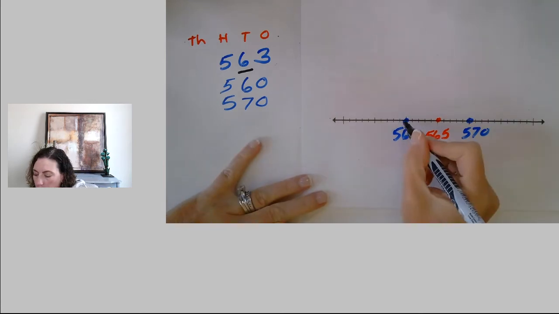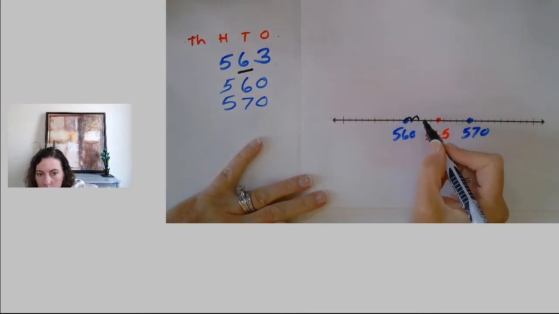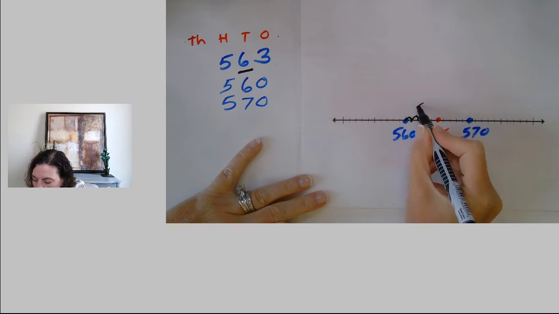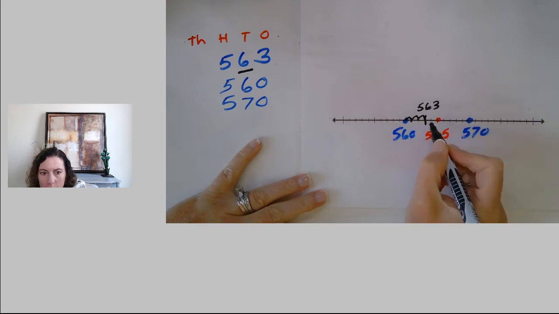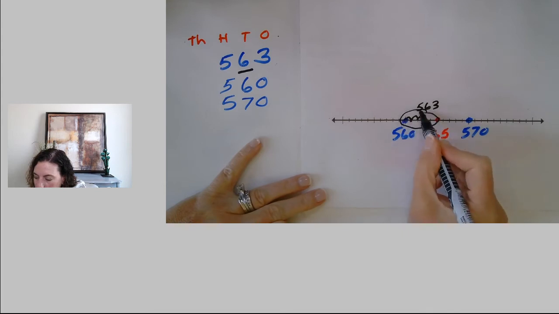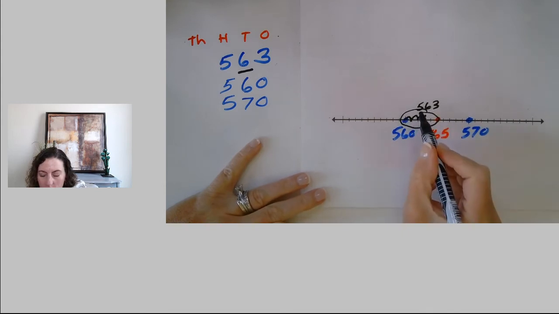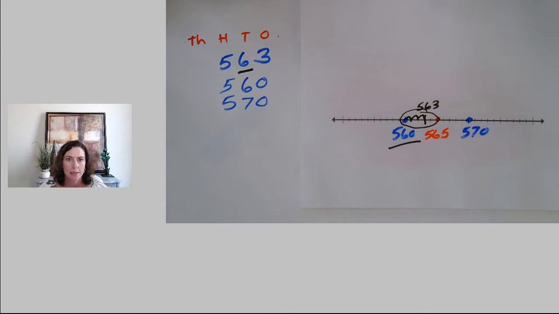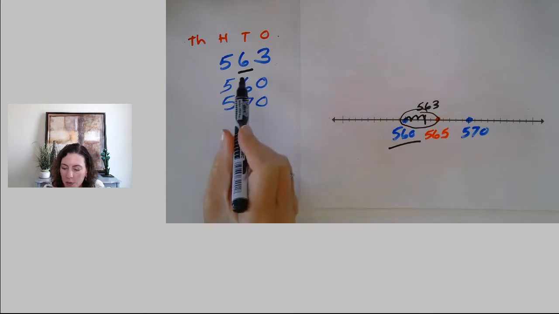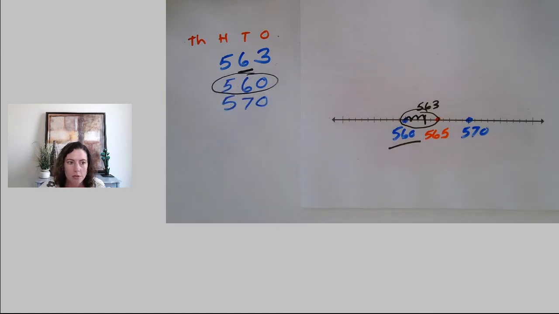Great. So now we're going to put 563 on our number line. 560, 561, 562, 563. So it will go right there. Now, what side is it on? It's on this side of my number line, or this half, so it's closer to 560. So 563 would round to 560.